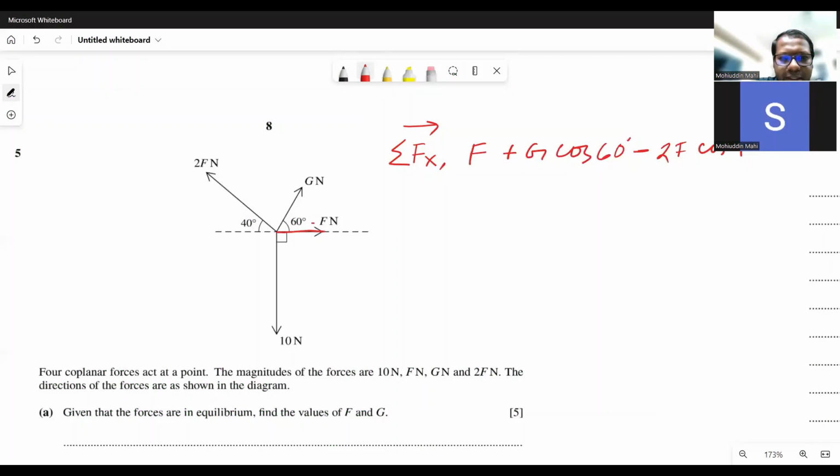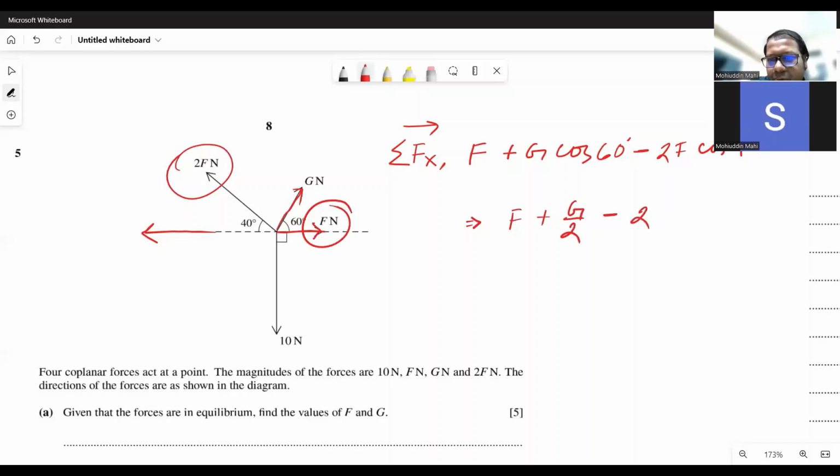F is already acting in the right direction, and the component of G will be G cos 60. And look here, the twice F force is acting in the other direction. So it's the horizontal direction. In this direction, the component is twice F cos 40, but as it's in the opposite direction of F, that's why I've given a negative sign. The value of cos 60 is half, so F plus G by 2.